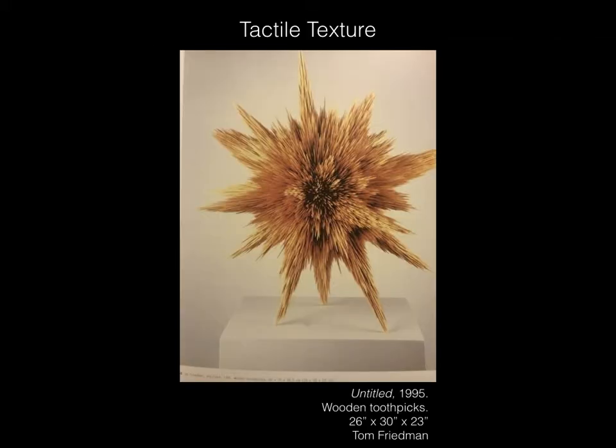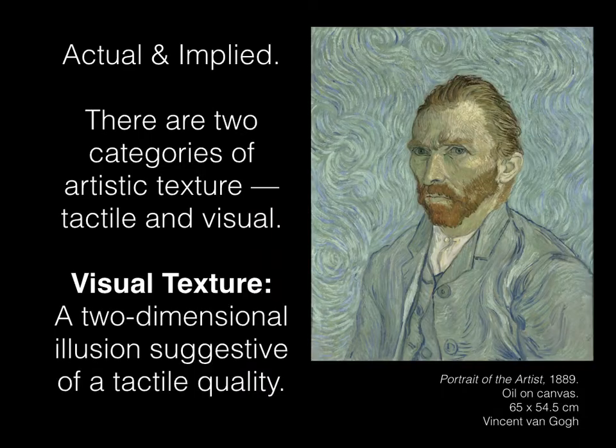So this is another example of tactile texture. This is an Untitled piece by Tom Friedman, and it's all wooden toothpicks that are placed together to make this kind of exploding star in space. But I imagine if you put your hand out and tried to touch this, it would be very sharp, very spiky. So really a lot of texture that you can feel in that one.